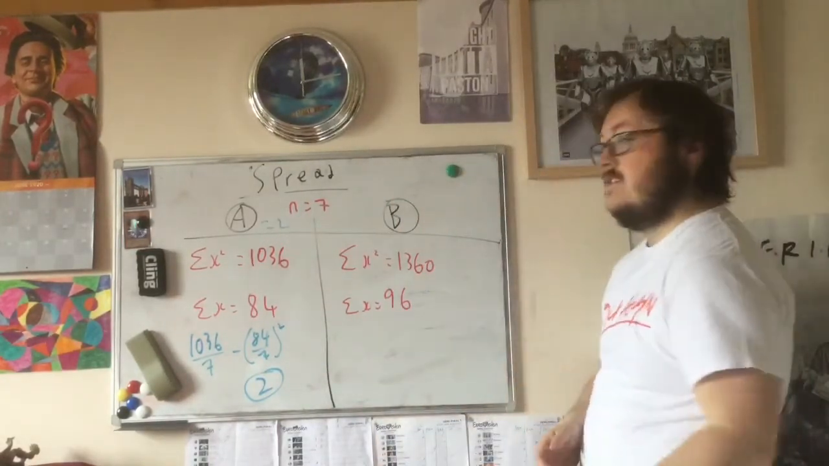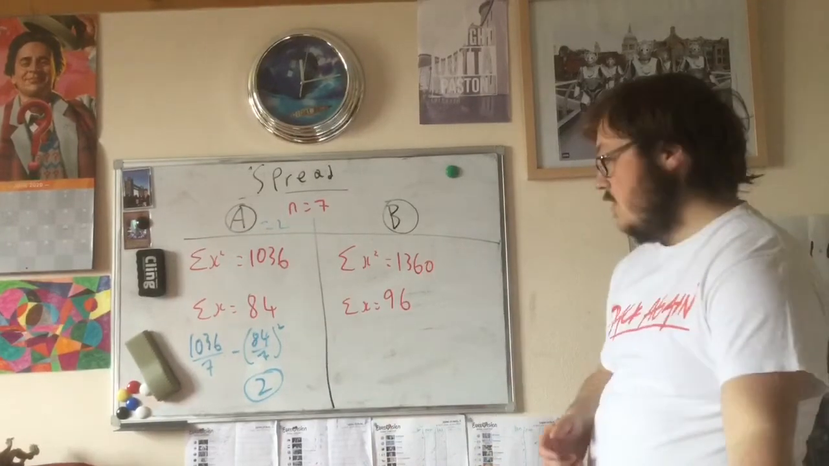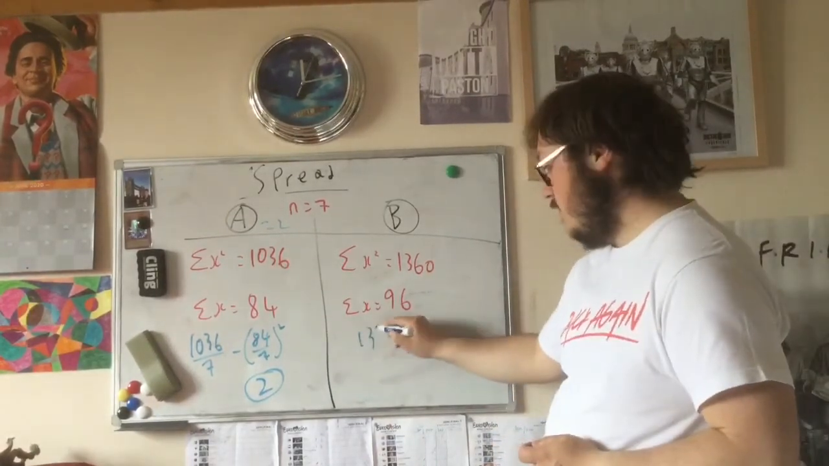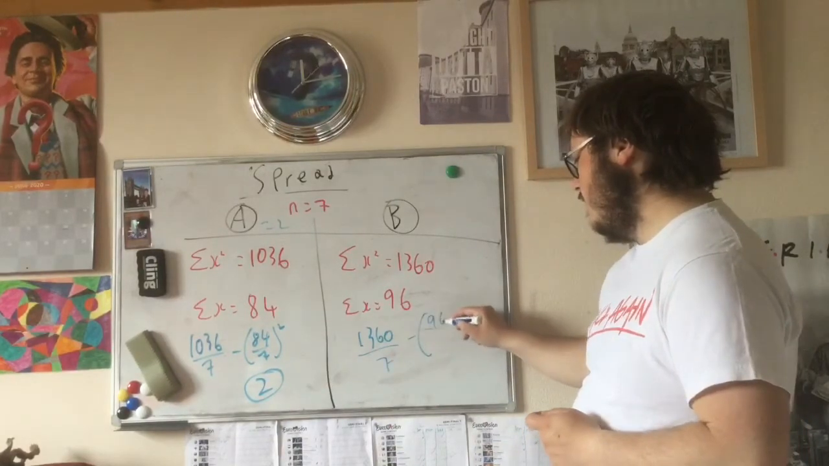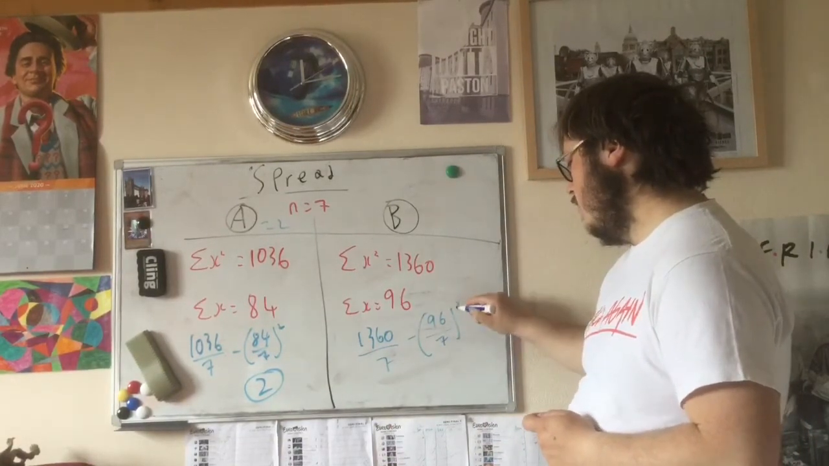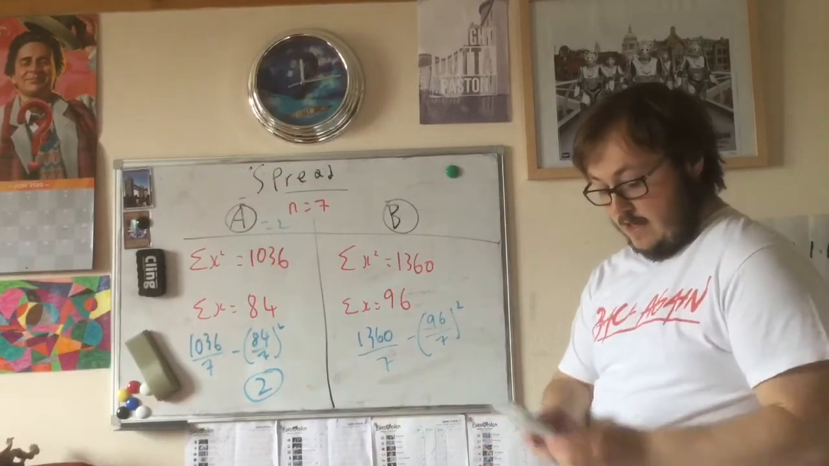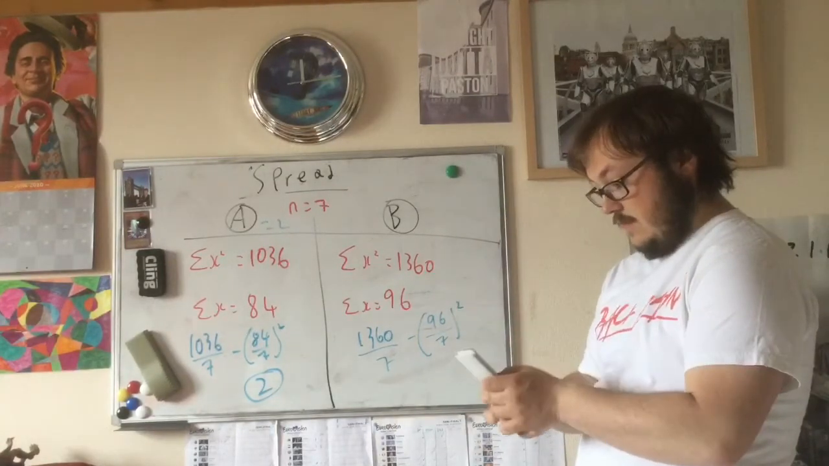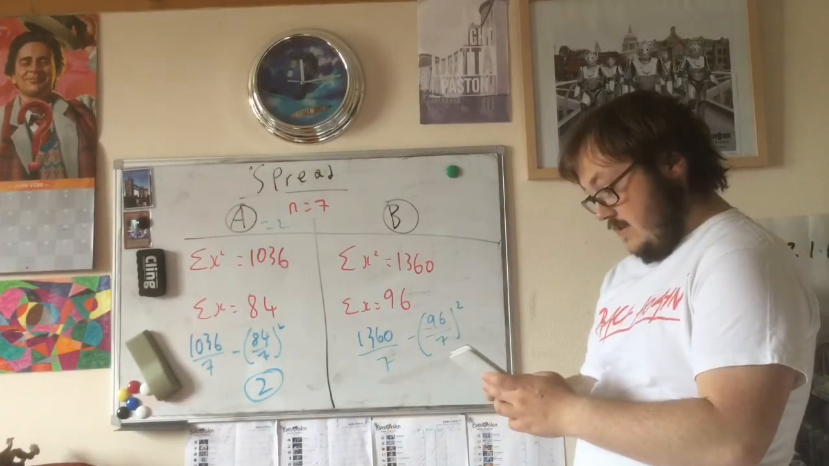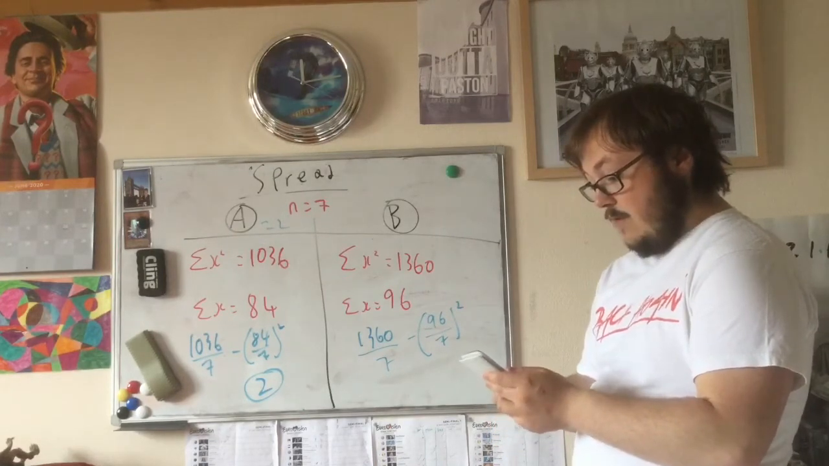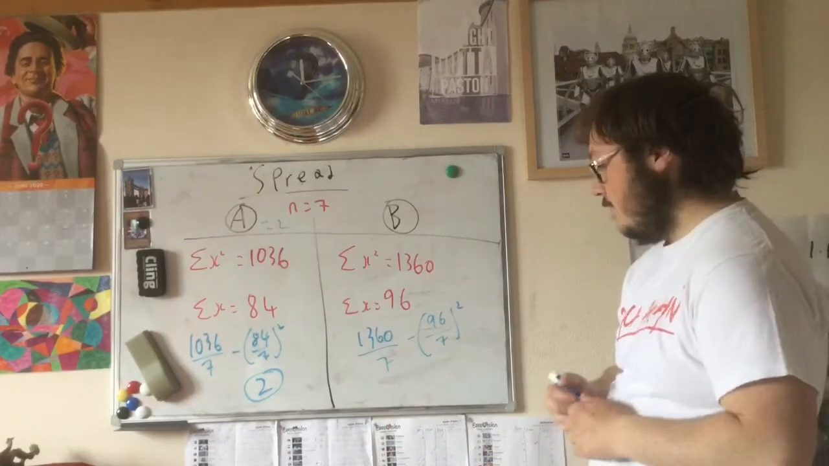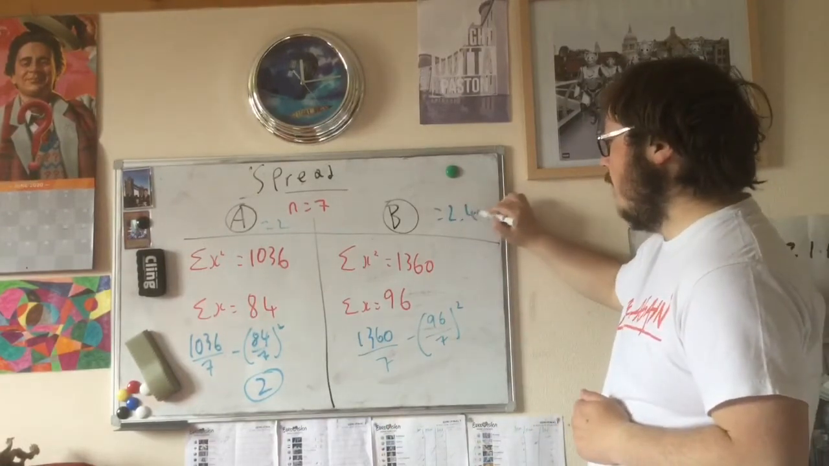Now let's find the standard deviation of school B. So we do 1,360 all divided by 7 minus 96 all divided by 7 squared. So let's enter this into our calculators. 1,360 divided by 7 minus 96 all divided by 7 squared. Then root that, and that will get us, to 2 decimal places, 2.49.